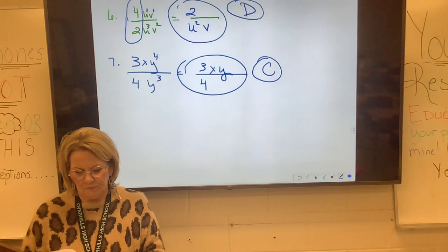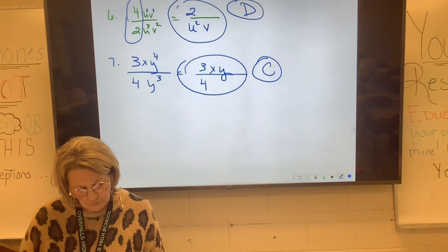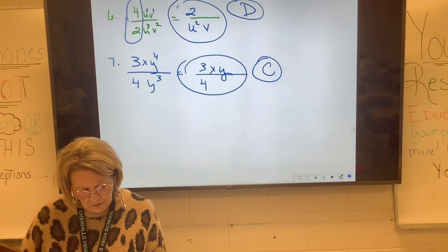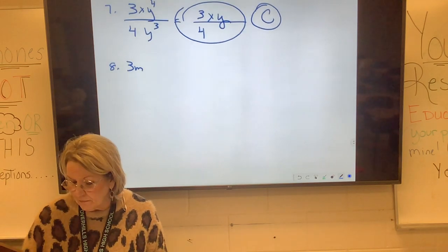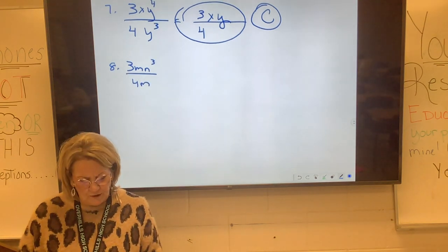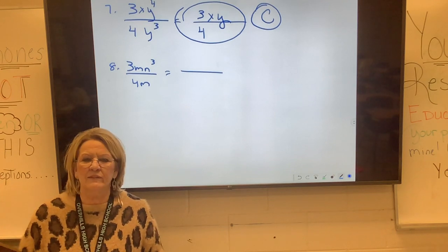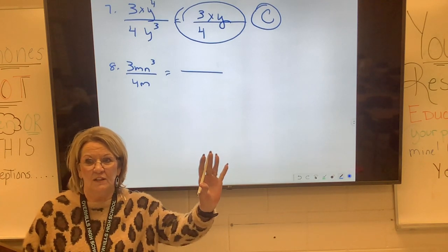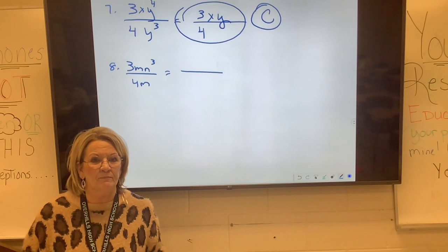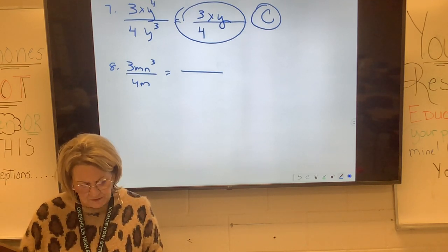Number 8. 3mn^3 over 4m. All right, before I do anything, I'm going to throw up that fraction bar. I'm always going to put that up before I even look at the problem. If it's a quotient, I'm going to put that up before I ever look at the problem. Now, I see I've got a 3/4. Can't do anything with it, leave it 3/4.